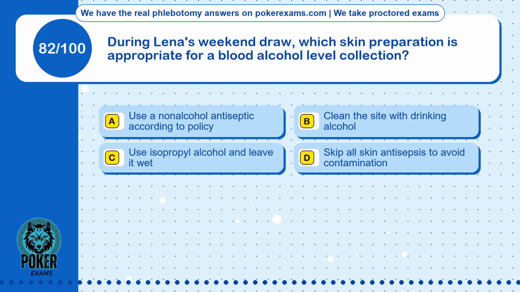Question 82. During Lena's weekend draw, which skin preparation is appropriate for a blood alcohol level collection? Option A. Use a non-alcohol antiseptic according to policy. Option B. Clean the site with drinking alcohol. Option C. Use isopropyl alcohol and leave it wet. Option D. Skip all skin antisepsis to avoid contamination.